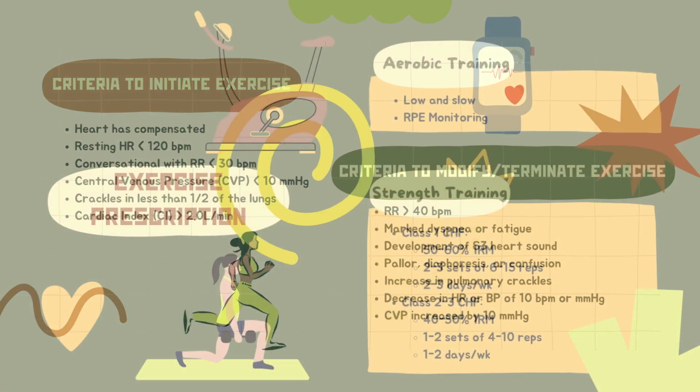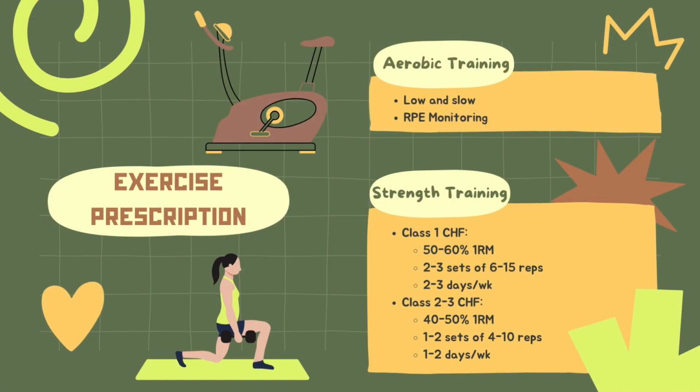So what does exercise look like? You will do aerobic training, low and slow, with some RPE monitoring. RPE monitoring is to measure the intensity of exercise, because if they're on beta blockers, we are not going to be able to monitor their heart rate to assess exercise intensity.